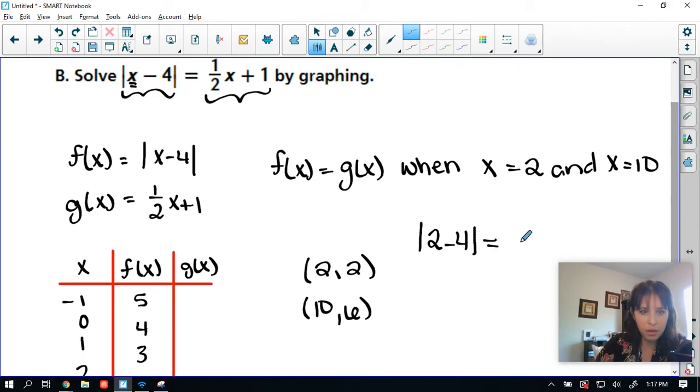Does this really equal 1/2 times 2 plus 1? So 2 minus 4, that's going to be -2, and the absolute value equals, that cancels that out. So it's 1 plus 1. So 2 does indeed equal 2.